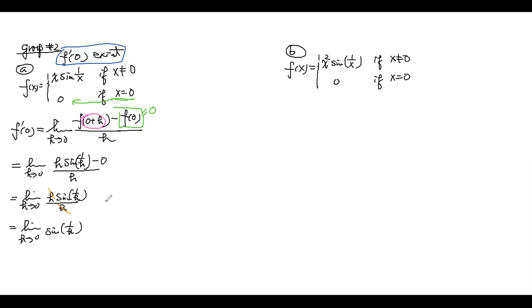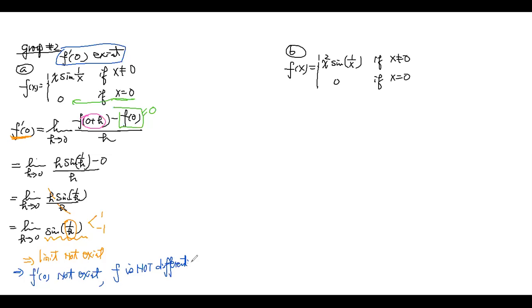As you know, when h approaches 0, you can approach 0 from the positive or negative side. So this number is jumping around, so the whole thing is jumping around between 1 and negative 1. I don't have a limit to converge to. So that's why I said the limit does not exist. Because f prime 0 is defined as a limit, if the limit does not exist, that means f prime 0 does not exist. If it does not exist, that means f is not differentiable at x equal to 0.